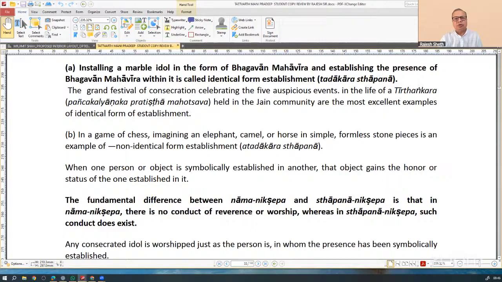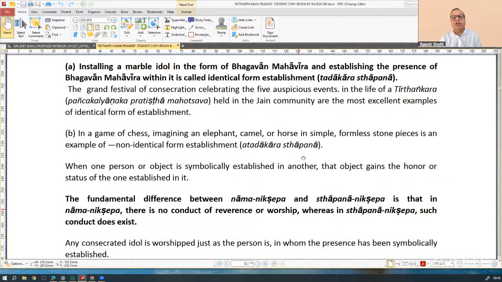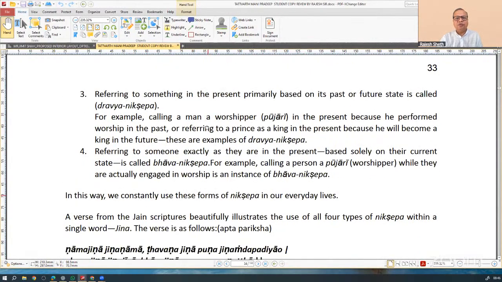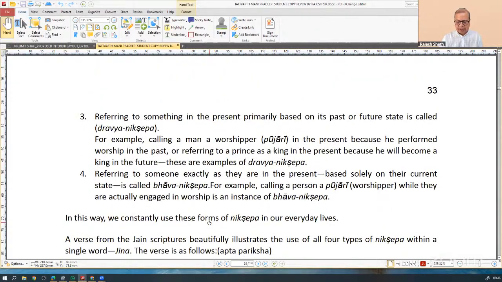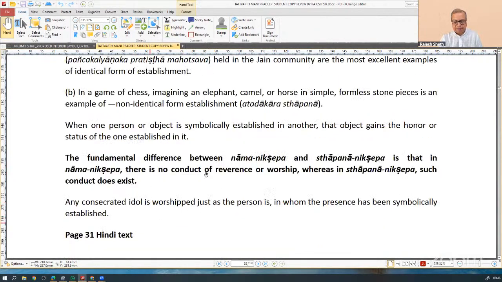Okay, so these two. Now the third one. Before going to the third one, we will see what is the difference between the first two. The difference between Nam Nikshep and Sthapna Nikshep is that in Nam Nikshep there is no conduct of reverence or worship. Whereas in Sthapna Nikshep, which Sthapna Nikshep? Only the identical form establishment. There, such conduct does exist.